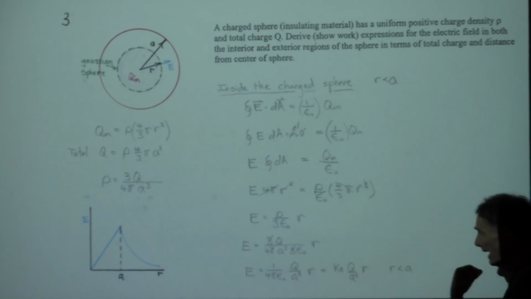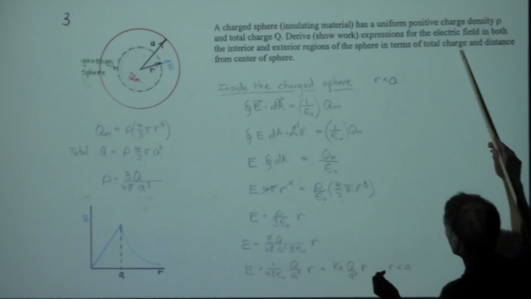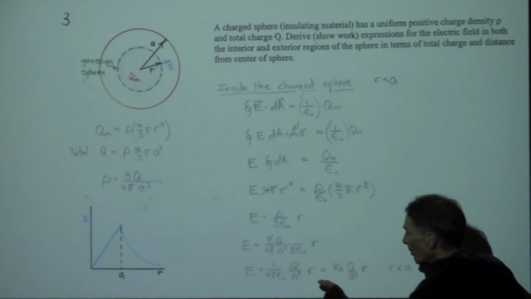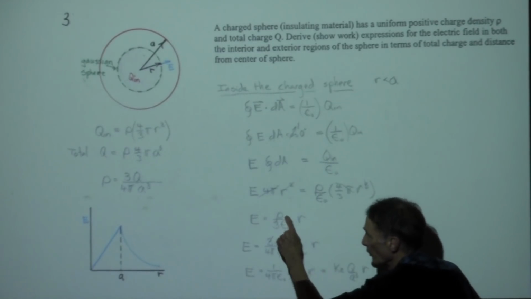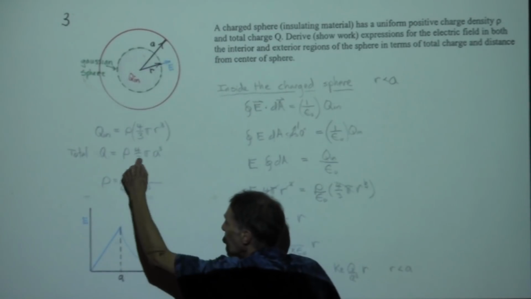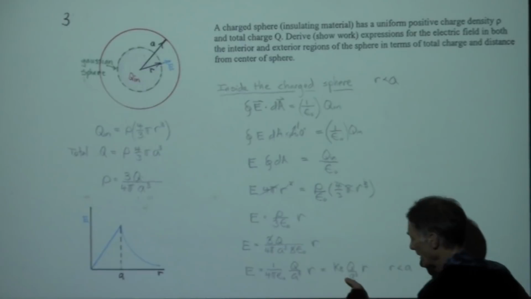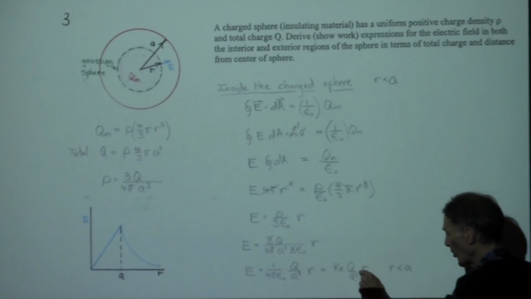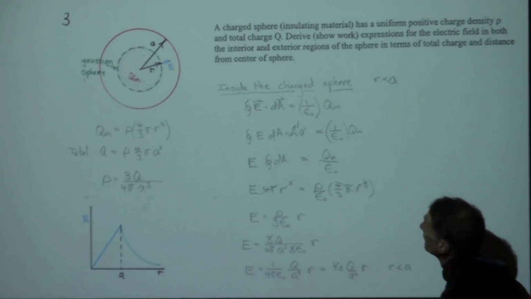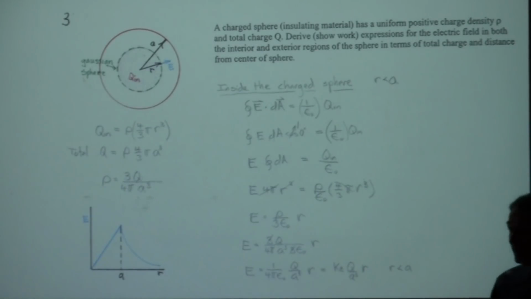Now, he asked for it to be expressed in terms of the total charge Q. So what we can do is substitute back in for rho what it was for the whole charged sphere. Anyway, you can do the math and see that it comes out with this same relationship. The big thing that you want to see is that it is proportional to the radius. Okay, so there's not too many things he can do to you.